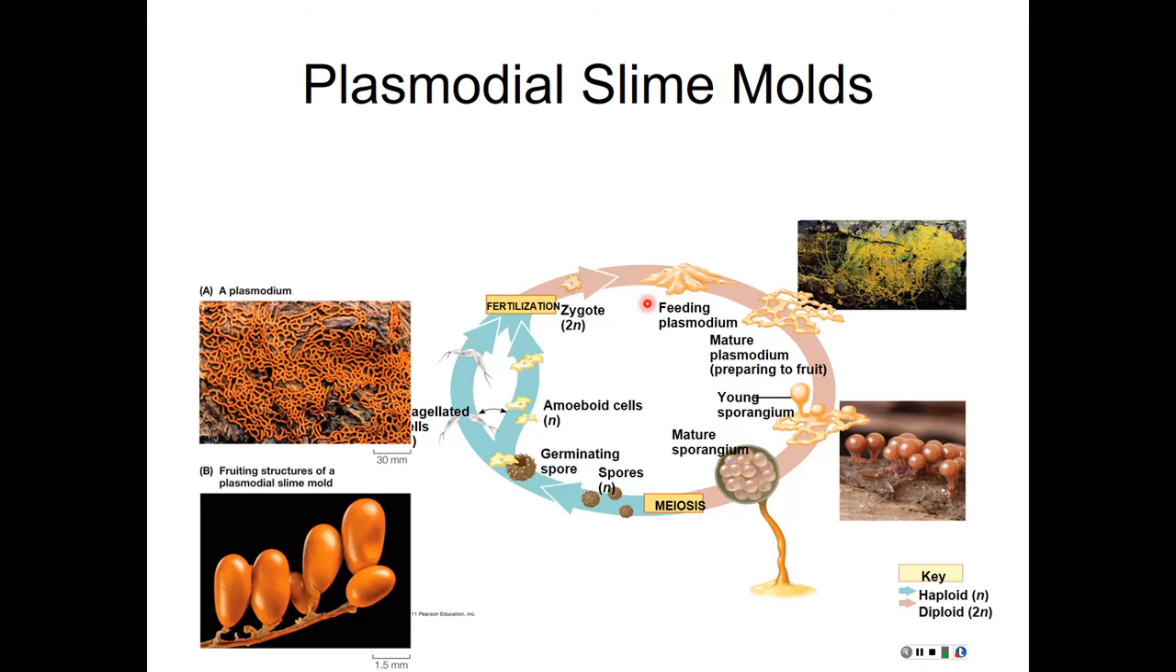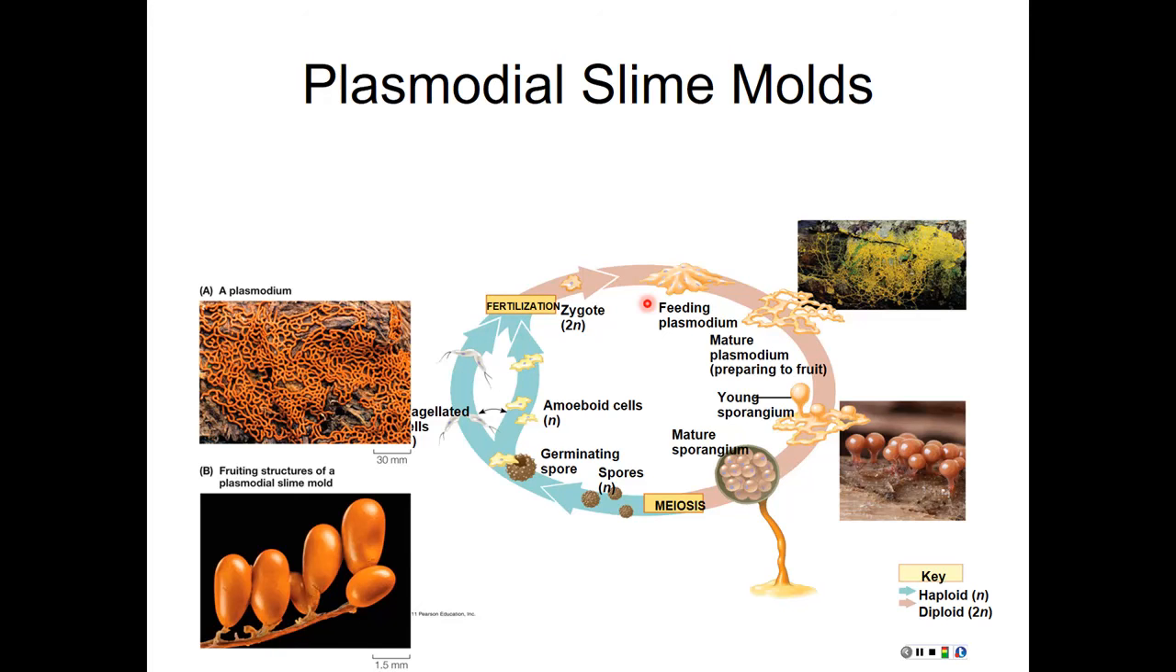It moves with its pseudopodia and engulfs nutrients via phagocytosis. So cell eating, it's engulfing it using its pseudopodia. So the way this typically works is this plasmodium is pretty happy, just kind of crawling around its environment, feeding off stuff.